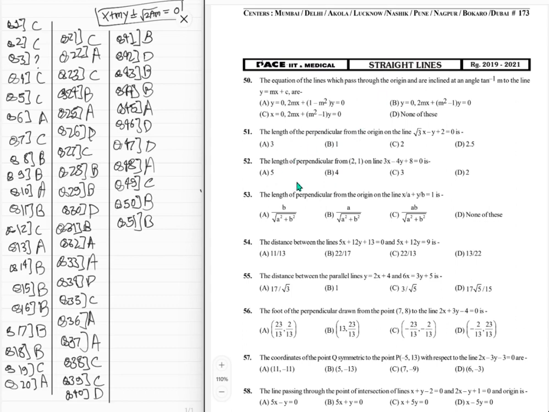Question number 52. The length of perpendicular from this to that. Once again, the same kind of question. So it's 3 into 2 is 6, then minus 4 into y is minus 4 plus 8, upon square root of 3 squared plus 4 squared. Well, that's just 5. So 2 plus 8 is 10, so this is going to be 2.